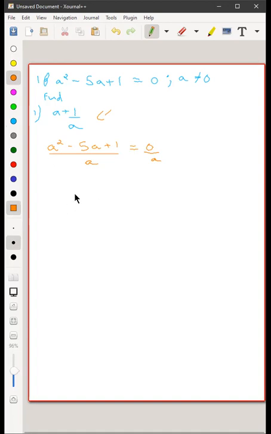Aryan, is this understood? What will it become? It will become a squared by a minus 5a by a plus 1 upon a is equal to 0, because 0 upon a is 0. Right? 0 divided by anything is 0, isn't it? So what will I get? I'll get a minus 5 plus 1 upon a is equal to 0. So I get a plus 1 upon a is equal to, I can transpose it to the other side, so I get 5. So what is our answer? A plus 1 upon a is 5, right? So all that was required was to divide both the sides, left hand side as well as the right hand side, by a and solve this further. Aryan, understood?